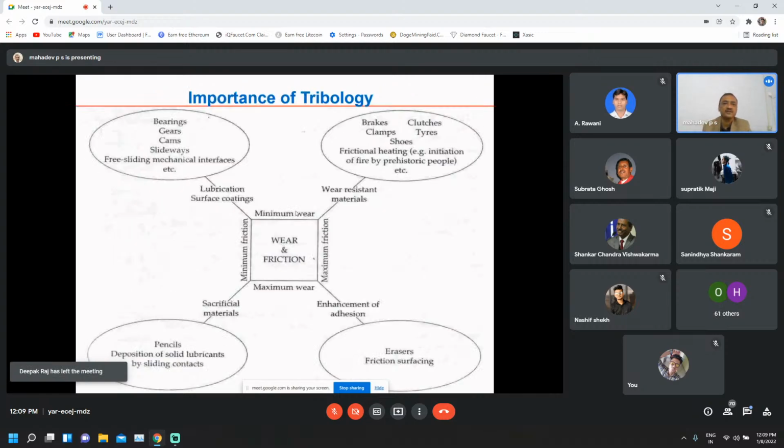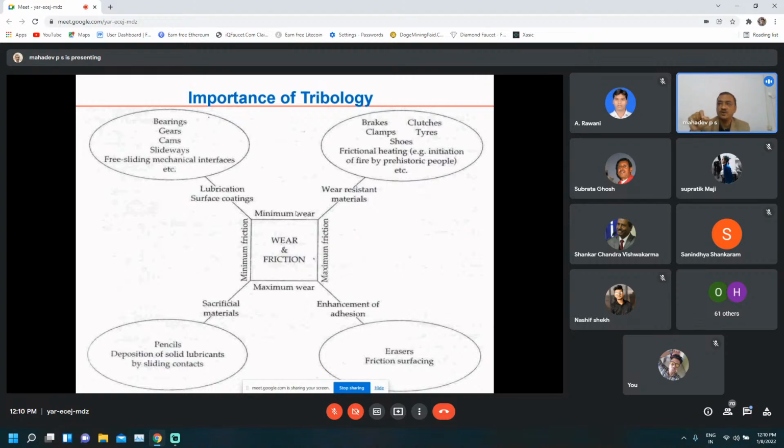These are all the simple examples and importance of tribology. If you look at this sketch, it shows the importance of tribology in various applications like brakes in the vehicles, clutches, and the tires, which require minimum wear with maximum friction. So they should be wear resistant material.